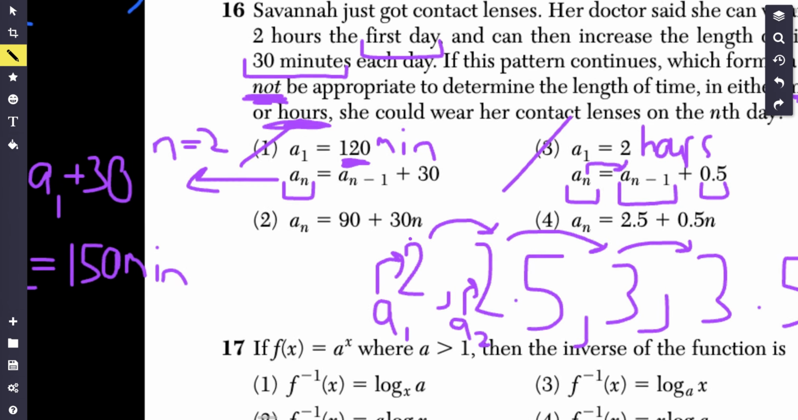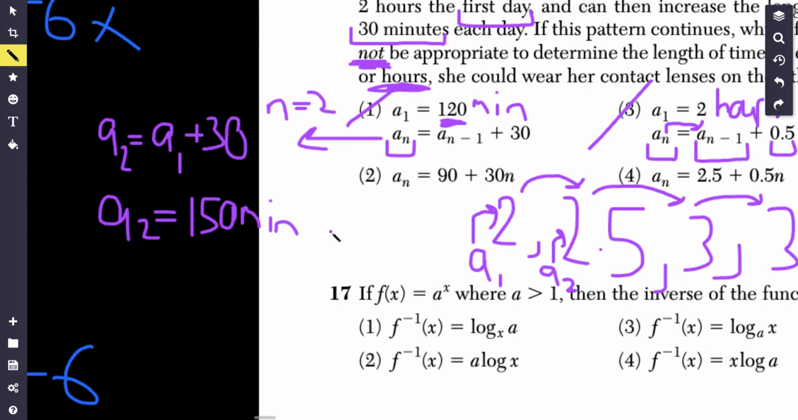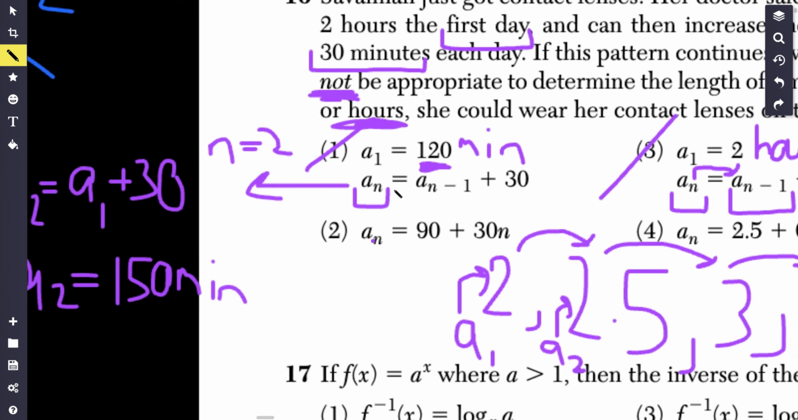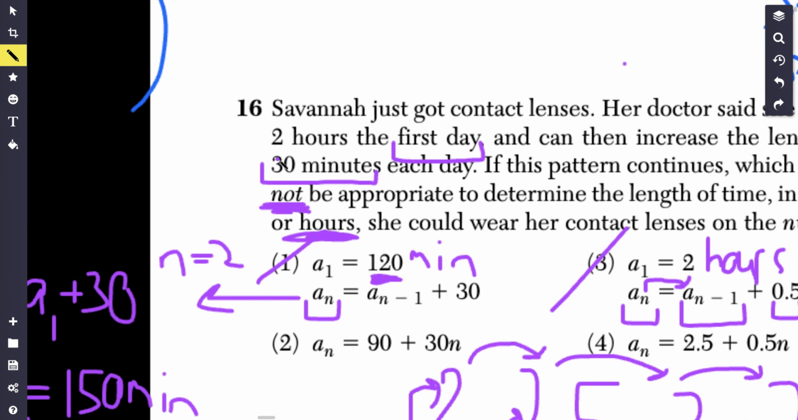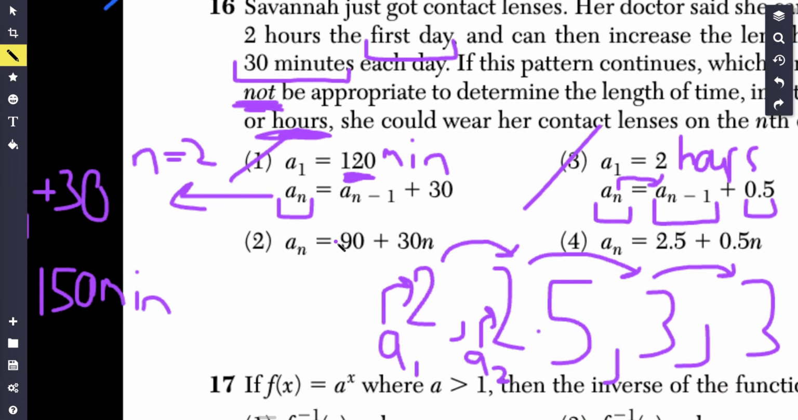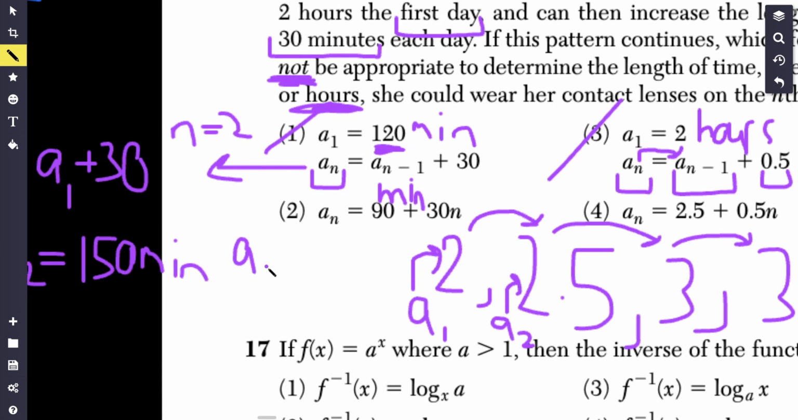So if you don't know how to do these problems, what you can do is plug in values. We know that on the first day, she wears it for 120 minutes. The units here are in minutes, because if you're starting off with 90, then a sub 1 is going to be equal to 90 plus 30 times 1, which is 120 minutes. So that makes sense, right?